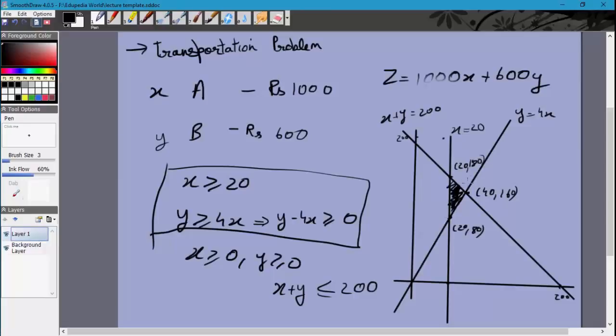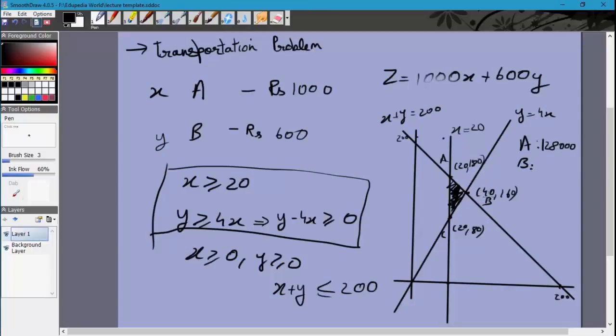So let's calculate the value of z at all the three extreme points. Let's say this is A, B and C. Then at A the value of z is 20 into 1000, so 20,000 plus 180 into 600, so 18 into 6 into 1000. So 108,000 and 20,000, 128,000.